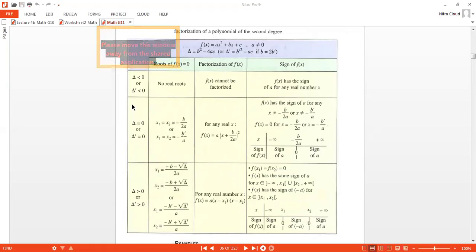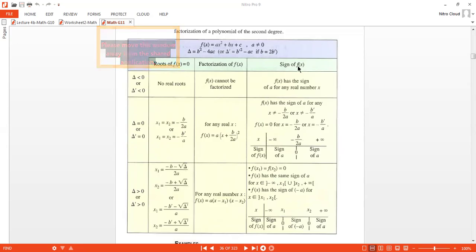This week, we've worked on the sign of a quadratic equation. So, to make a quick revision: if delta is negative, then we have no real roots. If delta is zero, we have one double root. And if delta is positive, we have two distinct roots: (minus b minus radical delta) over 2a, or (minus b plus radical delta) over 2a. If delta is negative and there are no real roots, then this function cannot be factorized.